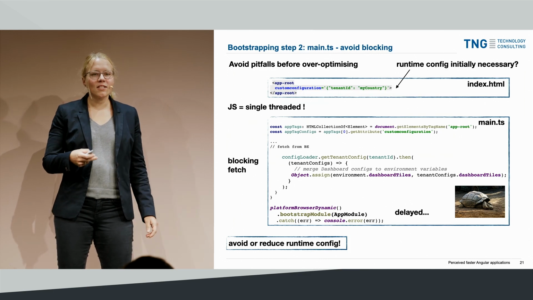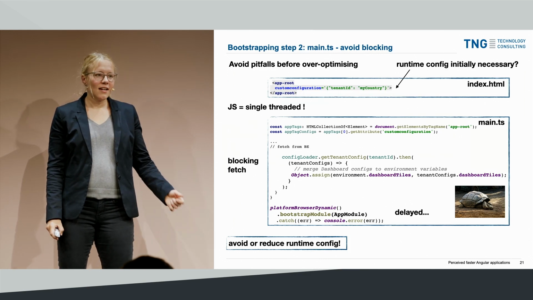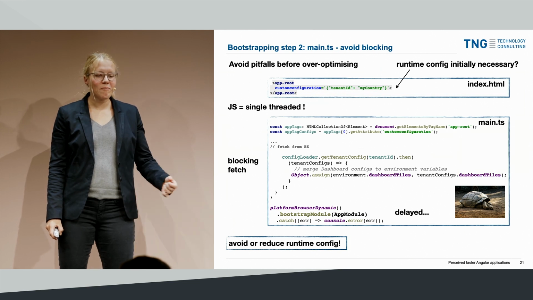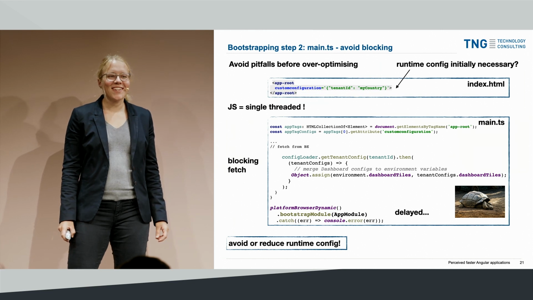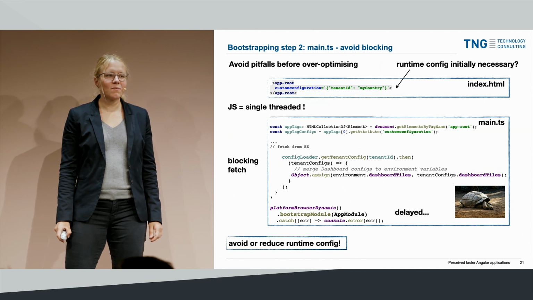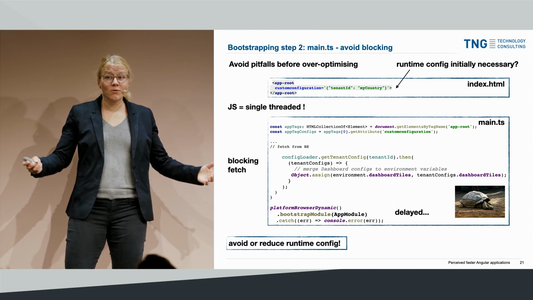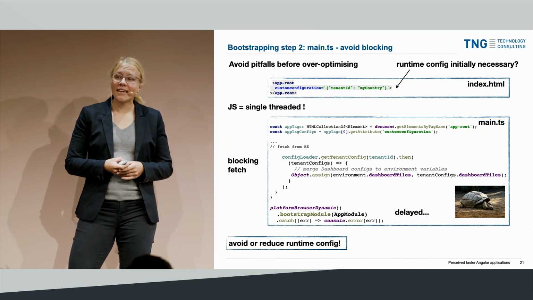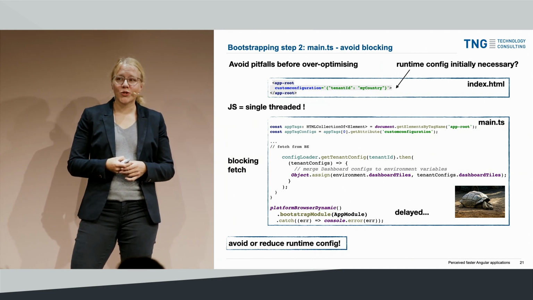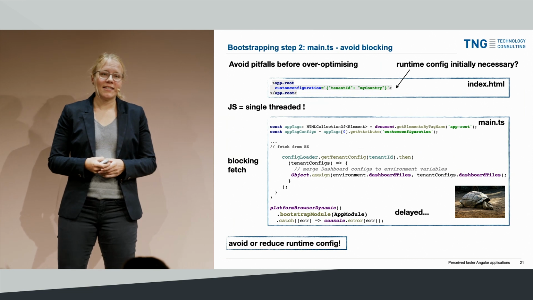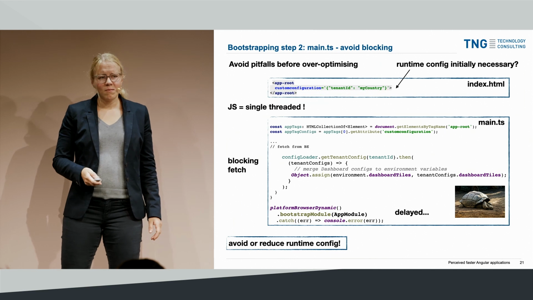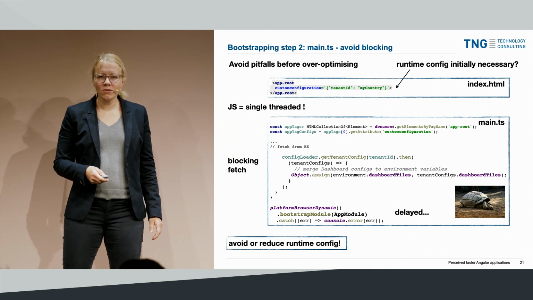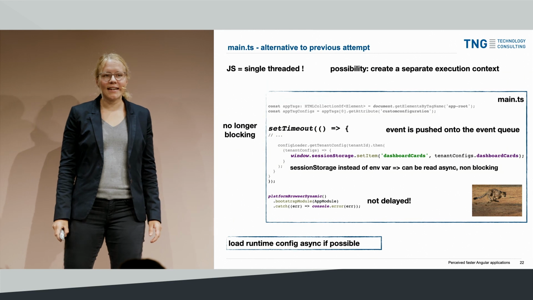And if you go into the main TS file and try to load such configuration up front before we bootstrap our app module, you must know it's blocking. Due to the single-threaded nature of JavaScript, it's blocking. So if we do anything like this, we will delay that our app module is going to be bootstrapped. And maybe we need it because this config is really critical, but maybe we don't actually need it to show something first, and we do not want to delay.